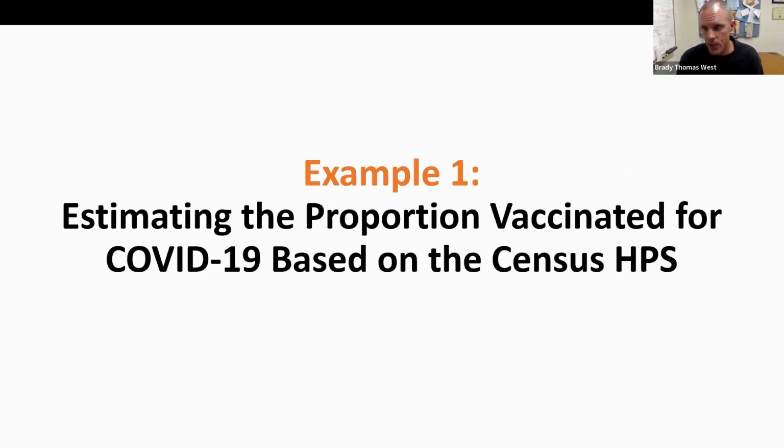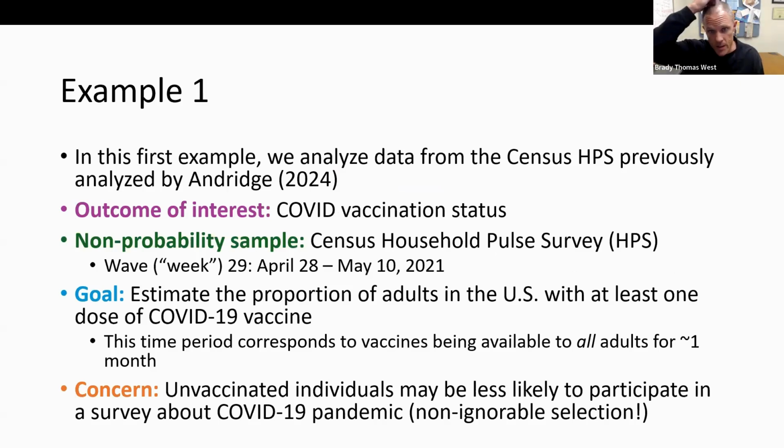Okay, so the example that I want to focus on in the time that we have is on estimating the proportion vaccinated for COVID-19 based on the Census Household Pulse Survey. So this is data from the Census Household Pulse Survey. Some of you may have been part of this. You might remember getting a text message about a given household pulse survey that the census was conducting.